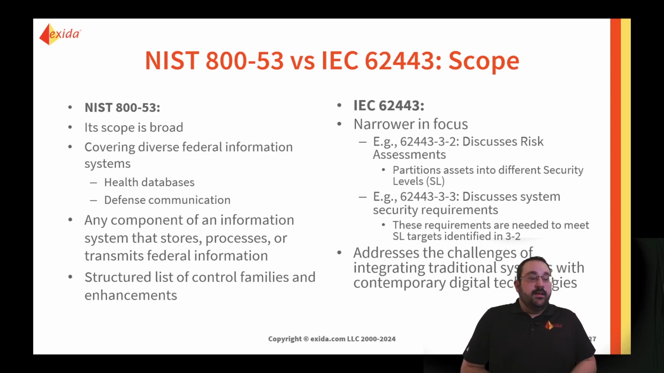With NIST, it covers a vast variety of federal information systems. Primarily, these federal systems are systems that will be holding confidential data. Some examples are health databases and defense communications, things of that nature. It covers any component of an information system that stores, processes, or transmits federal information. So again, we're looking at your personal identity information, your PIIs, things like that. Whereas 62443 is individual standards, NIST 853 is just one standard that is a structured list of control families and enhancements that are part of that list.